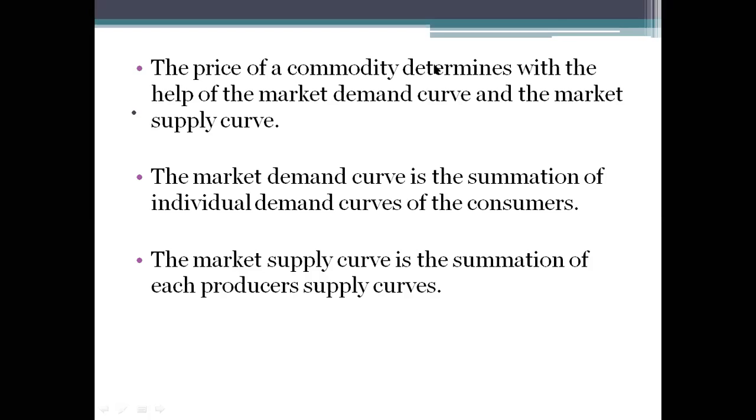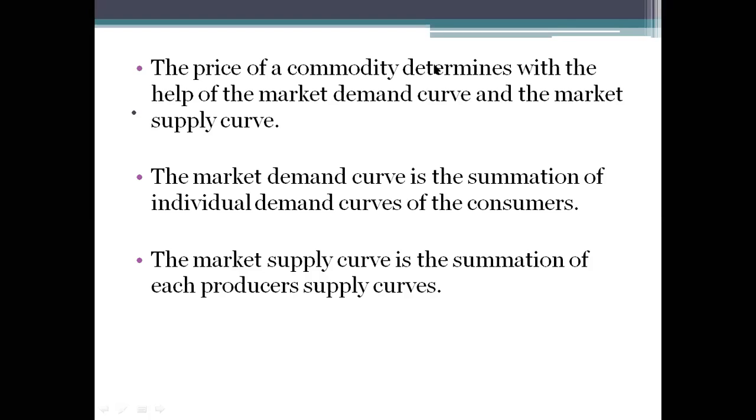Okay. So suppose we assume that in the market there are 100 individuals. If there are 100 individuals, then each of the individuals has their own demand curve. So 100 individuals have 100 individual demand curves. If we add up the 100 individual demand curves, then we will get the market demand curve. Clear?